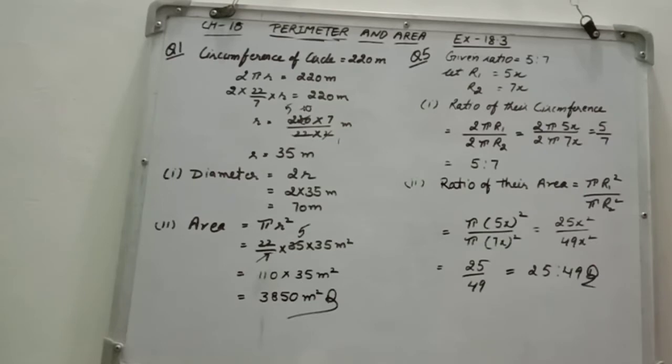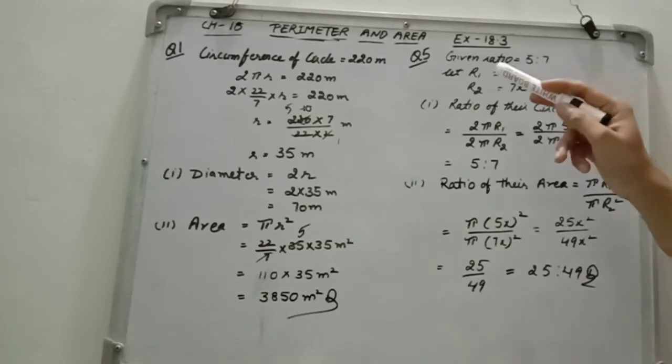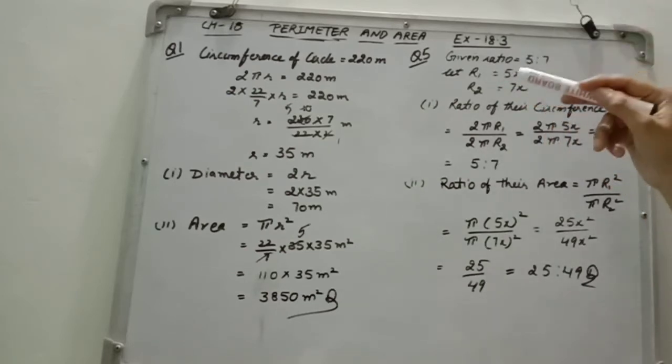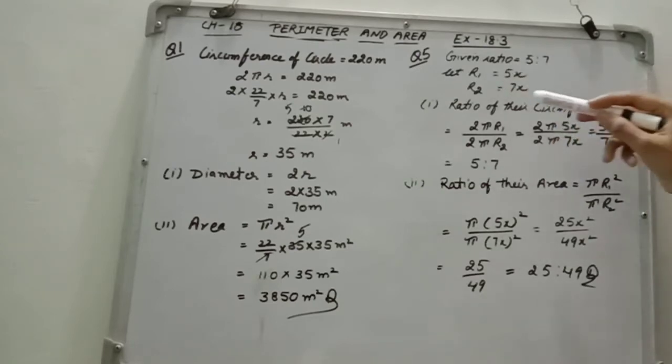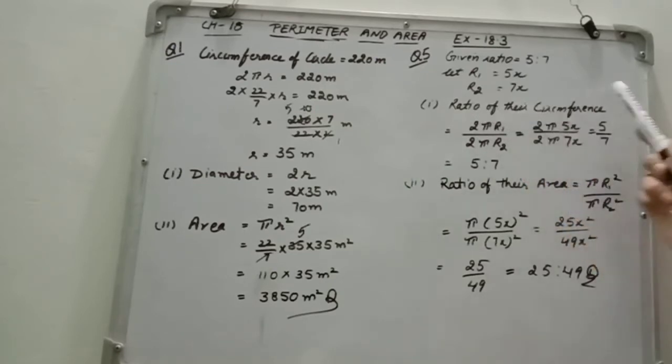Okay. So move to question number 5. The ratio of radii is given to you, and they said find the ratio of their circumferences and the ratio of their areas. So let us consider that the first circle's radius is 5x and the second circle's radius is 7x. So first part, the ratio of their circumferences. What is the formula of circumference? 2 pi r.